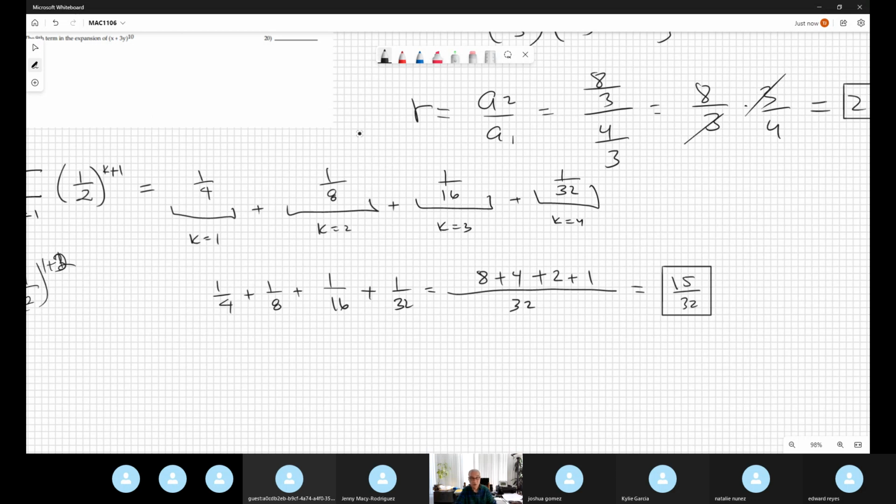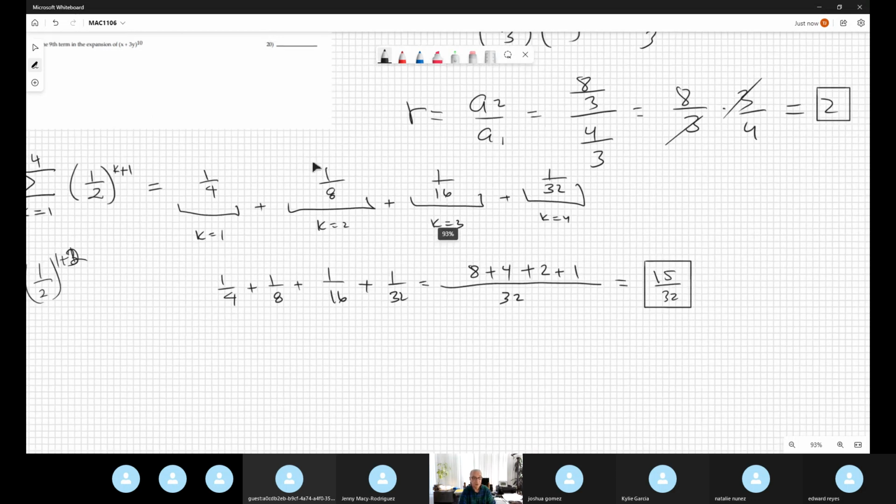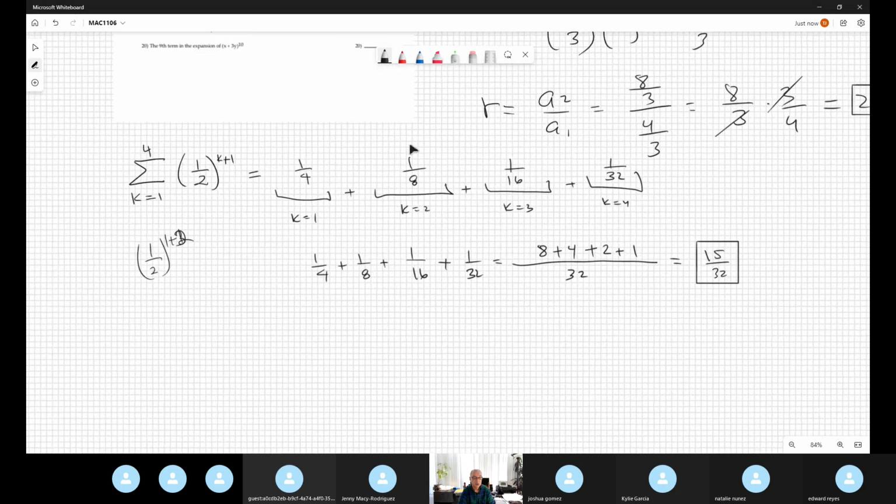But what is the disadvantage of this? Suppose I put 400 or 40, it's too complicated. So we use the formula. Just using the formula, the summation of 4 terms is equal to the first term times 1 minus r raised to the 4th power, which is n, divided by 1 minus r. The problem is I need to determine what the first term is. Well, I did that, actually, because the first was 1/4.